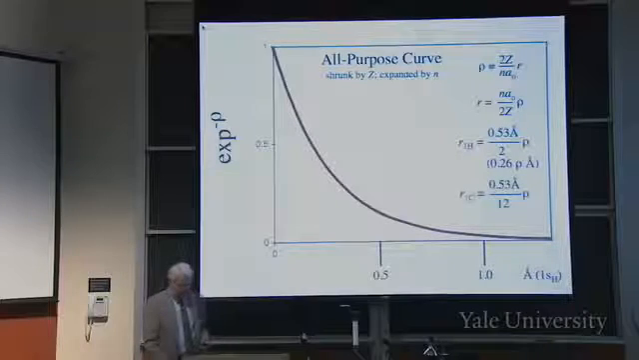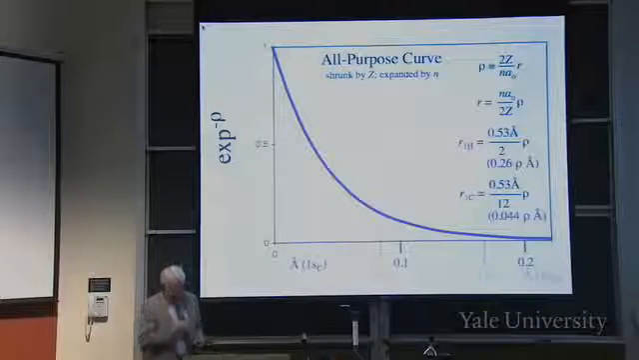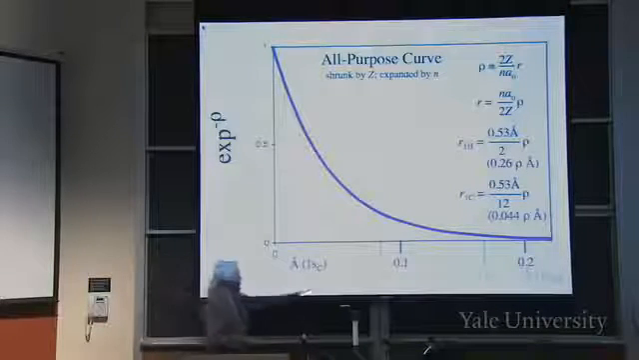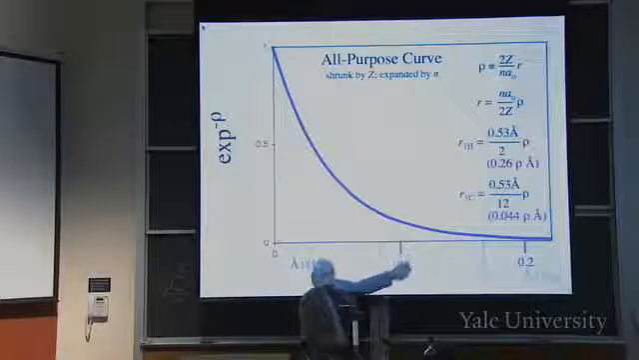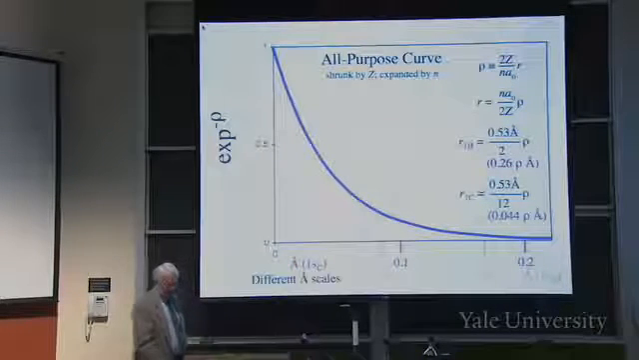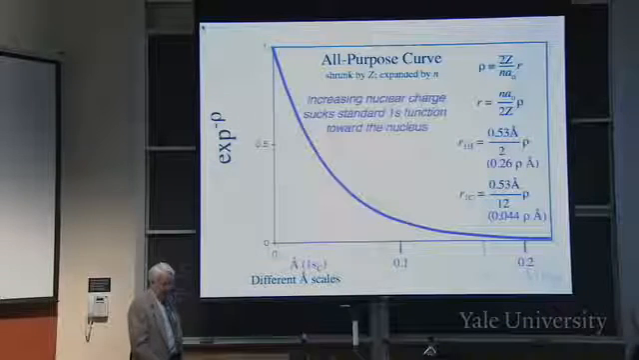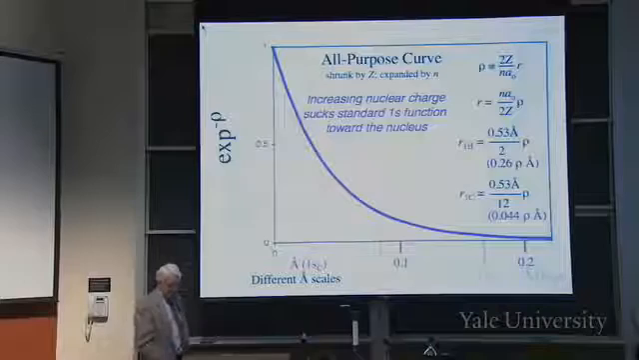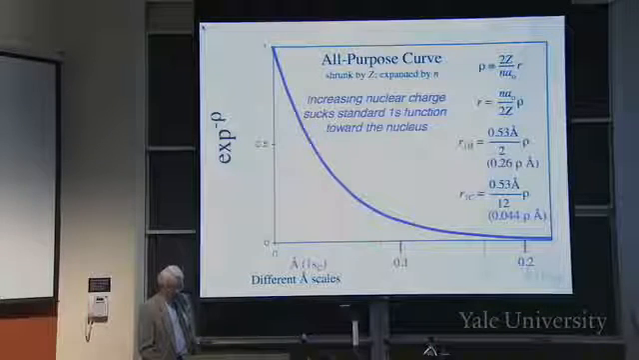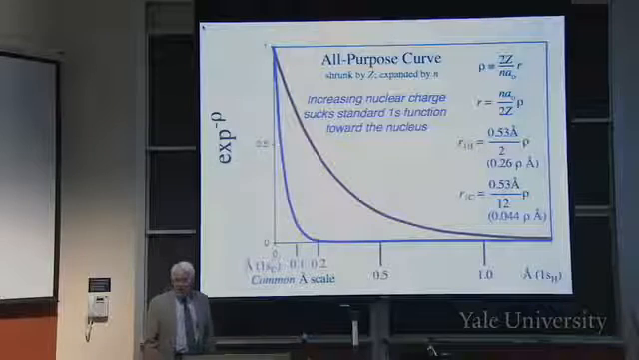So if I do it for carbon, I get 0.53 over 12 instead of 0.53 over 2, and the scale is going to look like that. Instead of this being 0.5 here for hydrogen, it's 0.1. Those are different angstrom scales for carbon and hydrogen. If I make them the same scale, the bigger nuclear charge sucks the 1s function in by a factor of 6, and it looks like that.